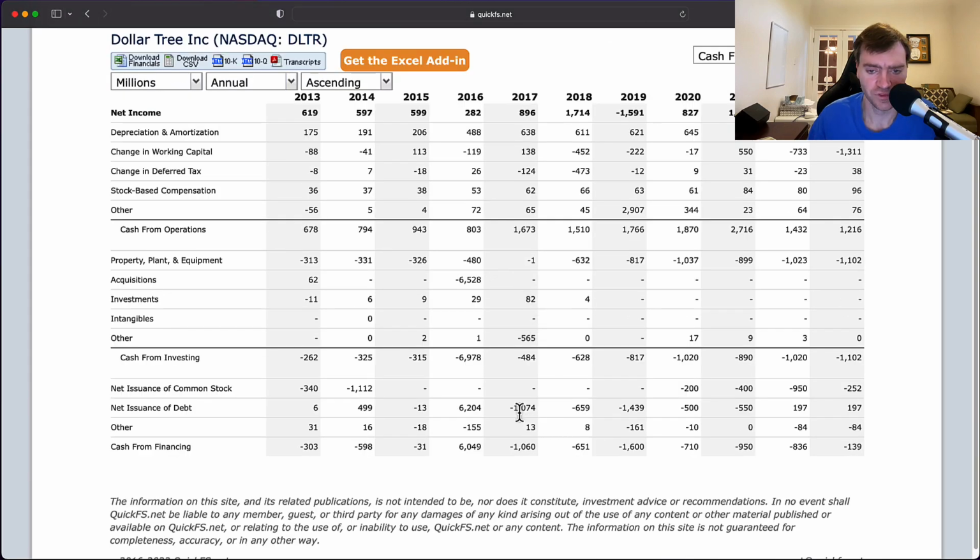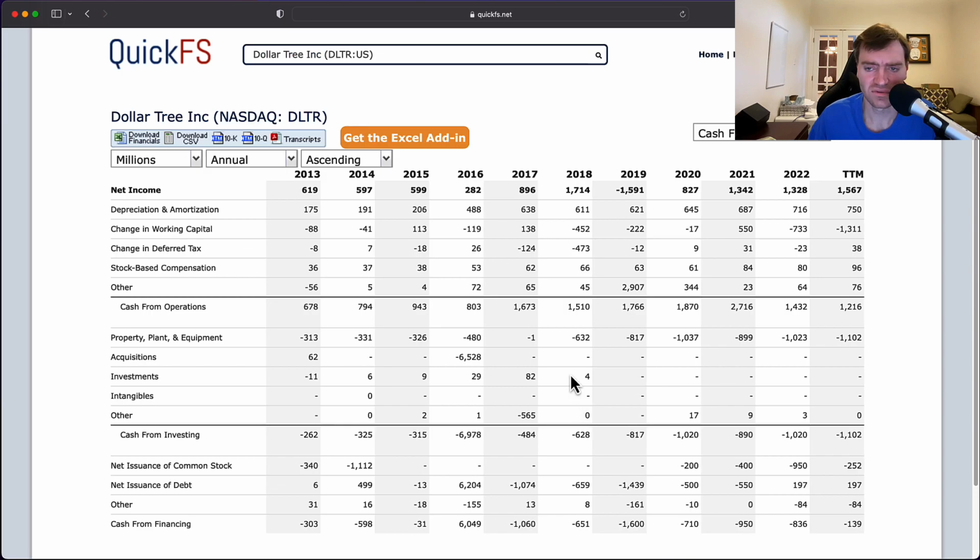Cash flow: you can see that taking on the debt and paying back the debt kind of stopped them from doing buybacks during that period, and they've ramped up buybacks since then. I like seeing that. You're not getting dividends here. This is a big difference between Dollar Tree and Dollar General. So I don't like the capital allocation as much.